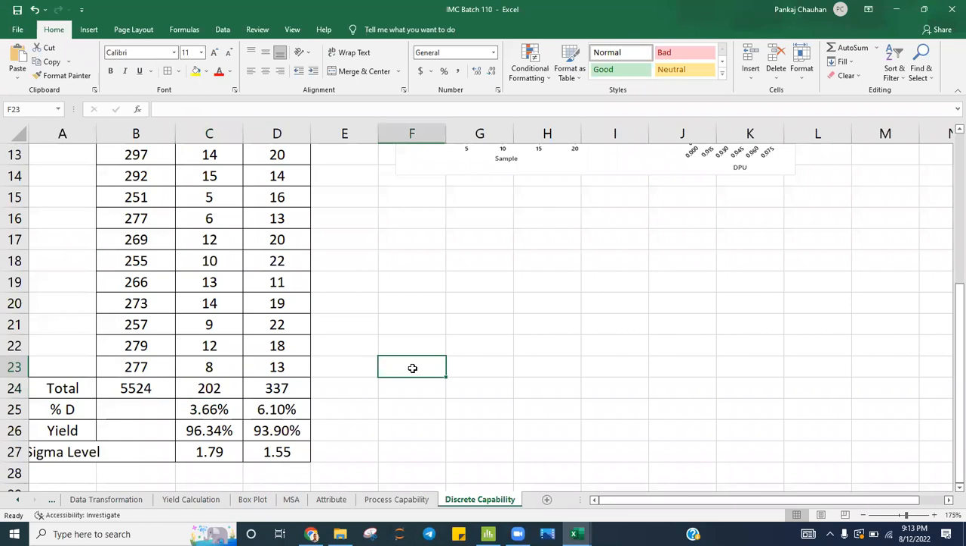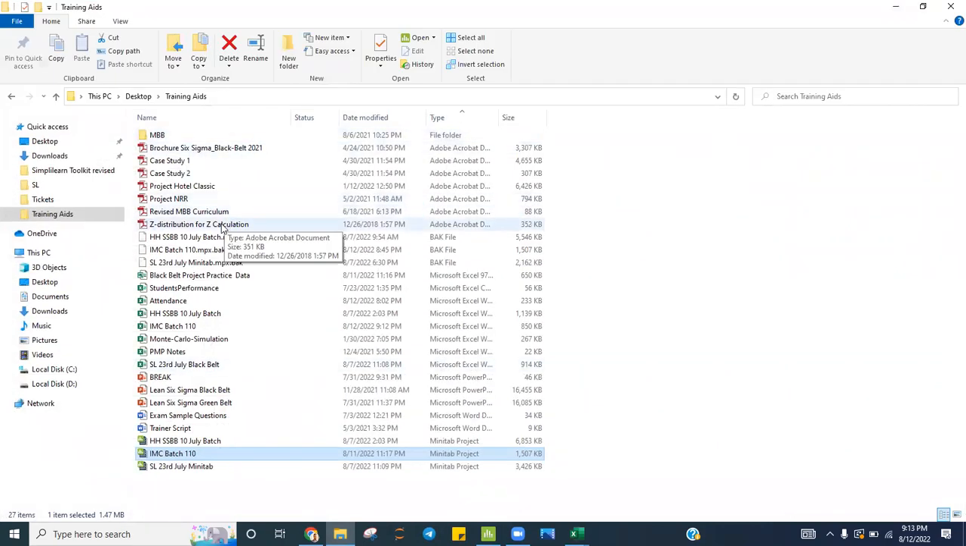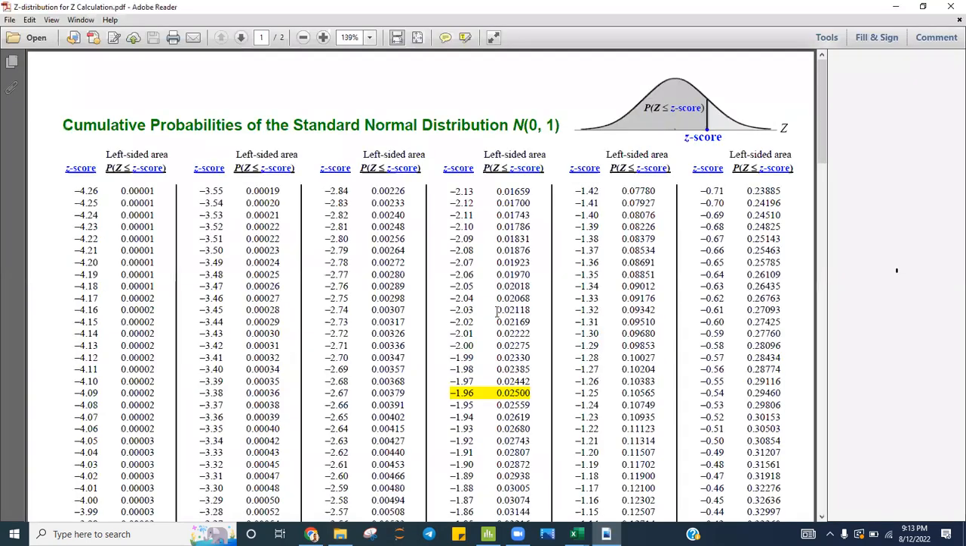For that, you need to use your table. Like in this case, if my yield is coming 96.34%, right? I was showing you one table, the Z distribution table. Right. So 96.34 corresponds to what sigma level? Let's see here.